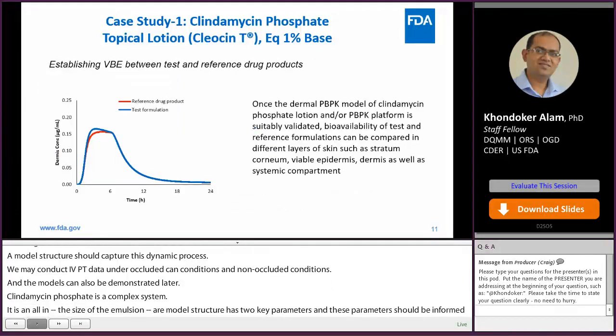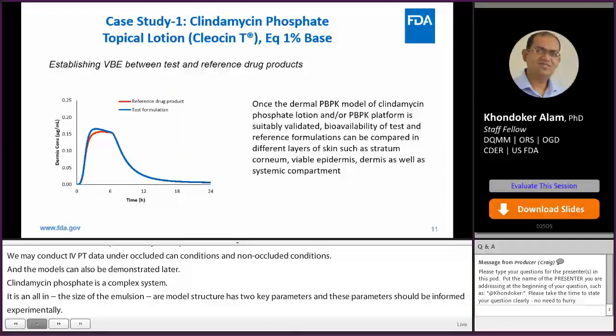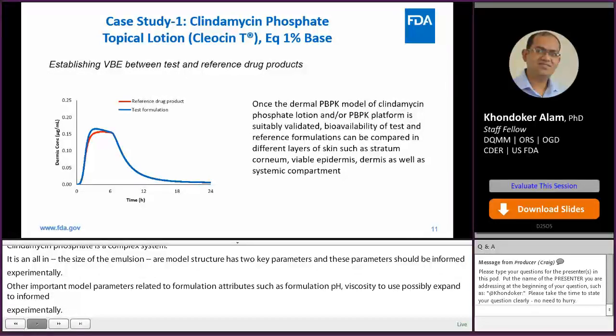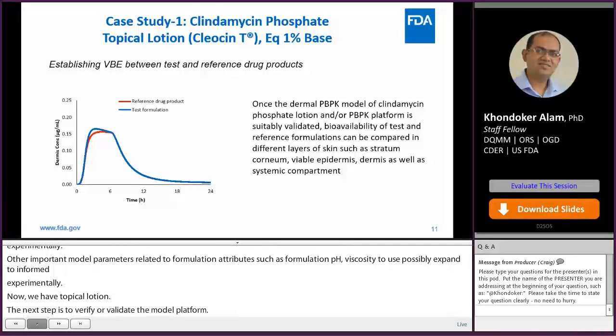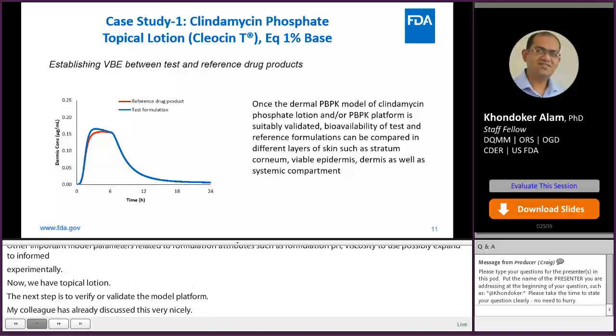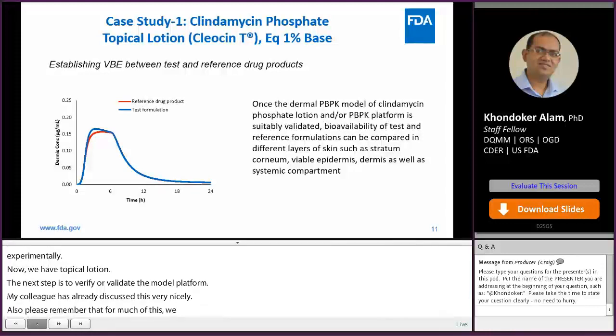Now we have mechanistic dermal PBPK model for clindamycin phosphate topical lotion. The next step is to verify or validate the model or modeling platform. My colleague Dr. Tsakalozou has already discussed this aspect very nicely in her presentation. Also, please remember that for virtual bioequivalence, we also need to incorporate population or inter-subject variability and intra-subject variability into our simulation. Once everything is considered, our model is ready to predict the bioavailability of test and reference formulation in different layers of skin as well as systemic compartment.